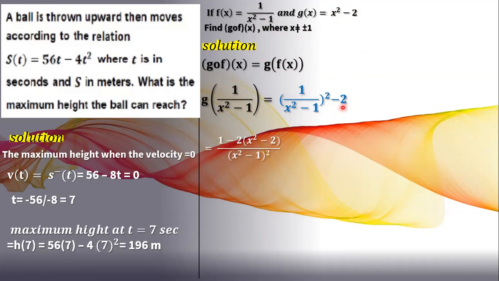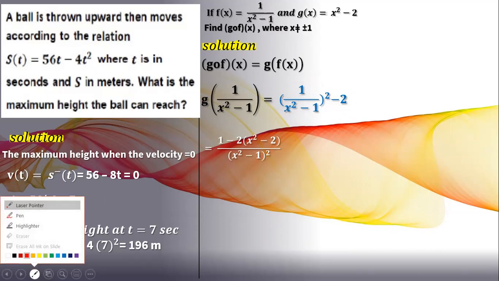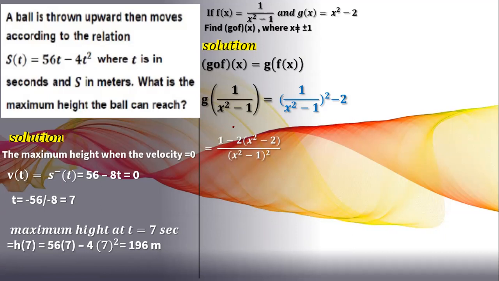We make the same denominator. The denominator of 2 is 1. So we'll multiply numerator and denominator by (x squared minus 1) power 2, because this power is distributed in the division. We will get 1 minus 2 times (x squared minus 1) over (x squared minus 1) power 2. This is wrong. Now this is 1, not 2.